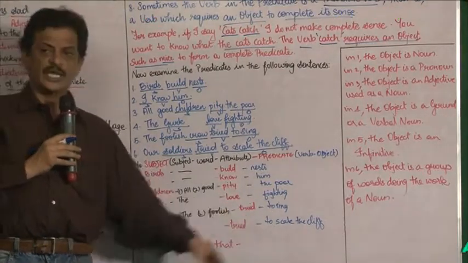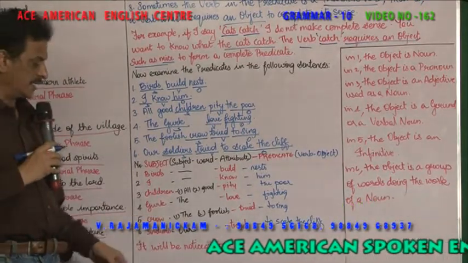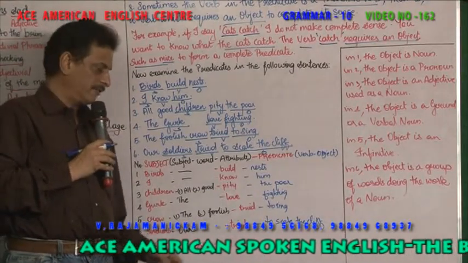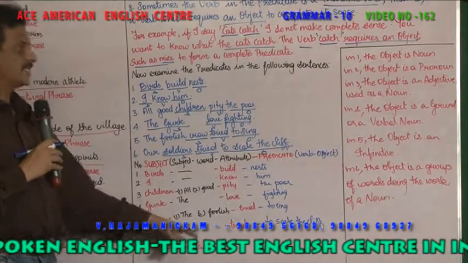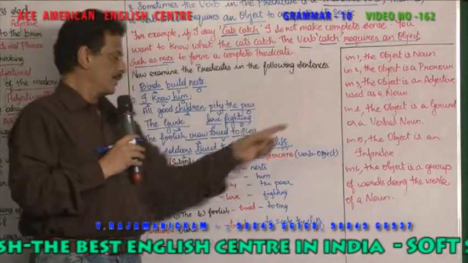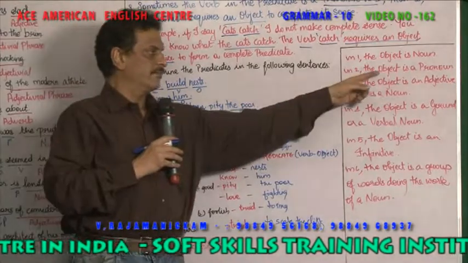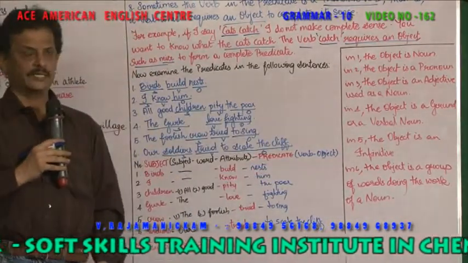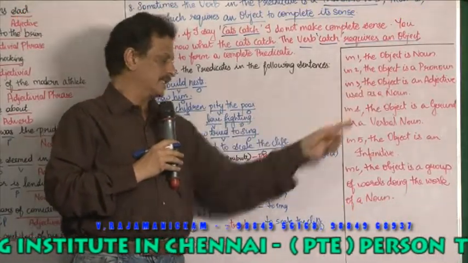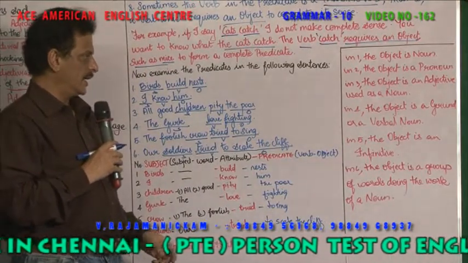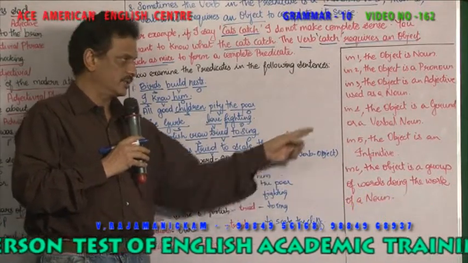Our soldiers tried to scale the cliff. So our is the attribute, soldiers is the noun, tried is the predicate word, and to scale the cliff becomes the object. It will be noticed that here in the first sentence, nests is a noun. In the second sentence, the object him is a pronoun. In the third sentence, the object the poor is an adjective used as a noun. Poor man. So poor is an adjective, but it is used as a noun.